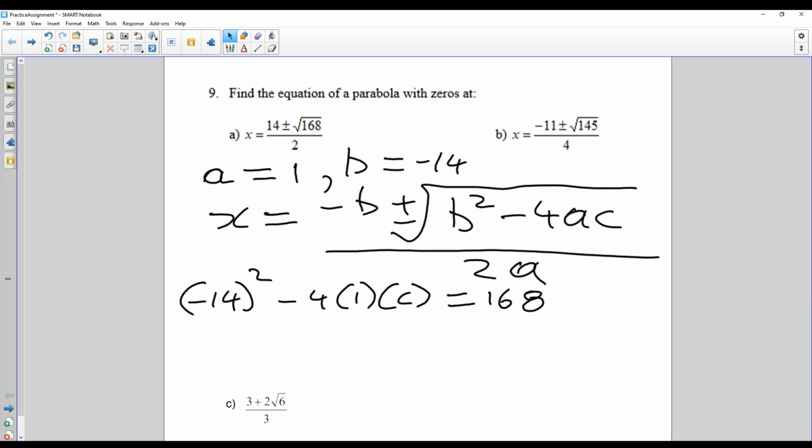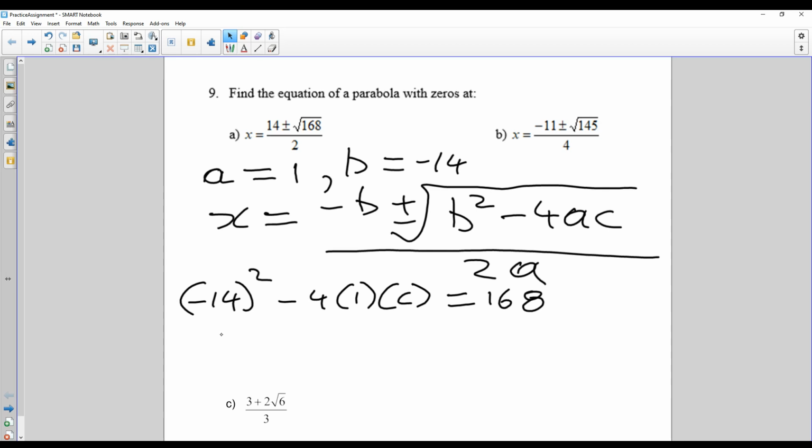So really all we need to do is to say that this thing under here is 168. We know the B, it's the minus 14. We know the A is 1, so minus 4 times A times C, we don't know the C yet, we're going to get the C in a second, is equal to 168. We now have, yes. Well, let's keep working it through. Yes, Jeff. We're going to find out right now.